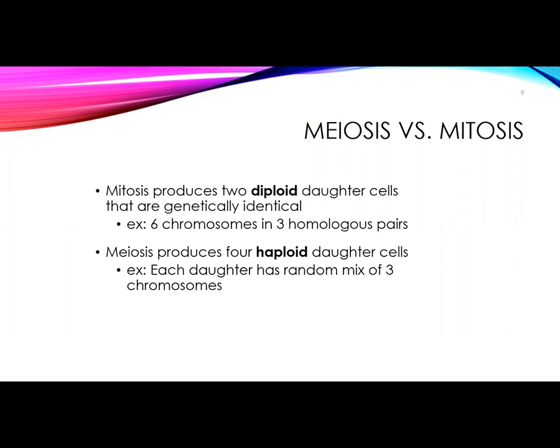So for example, if someone has the dominant capital A allele on one chromosome and the recessive little a allele on another chromosome, some of the gametes they make will have big A, others will have little a. And that's an important thing to remember.